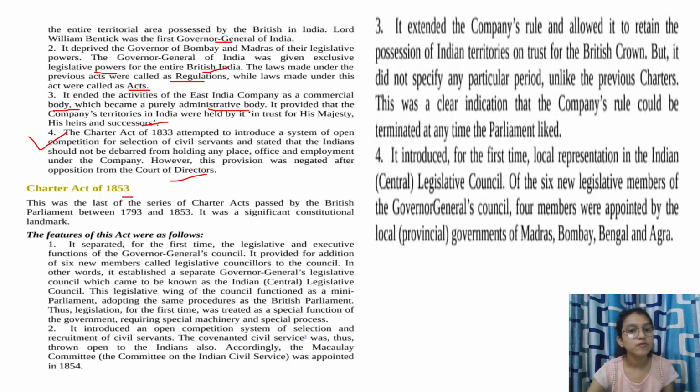Then we have the Charter Act of 1853. This was the last of the series of Charter Acts passed by the British Parliament between 1793 and 1853.